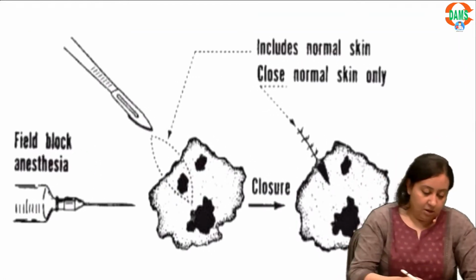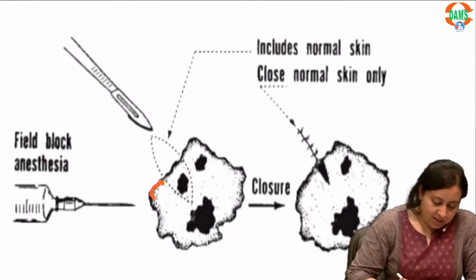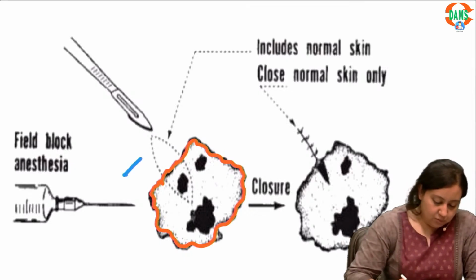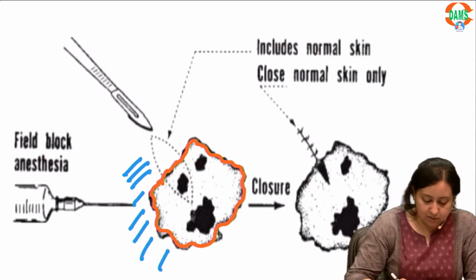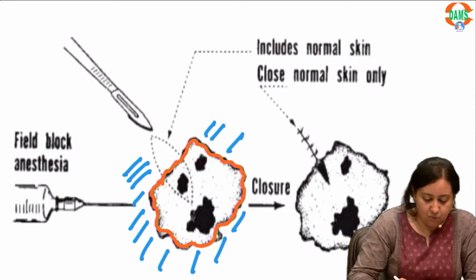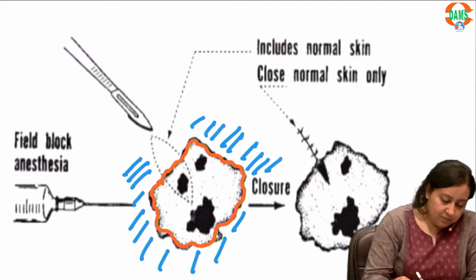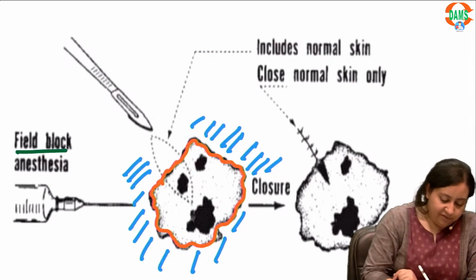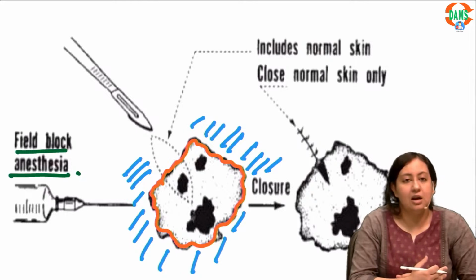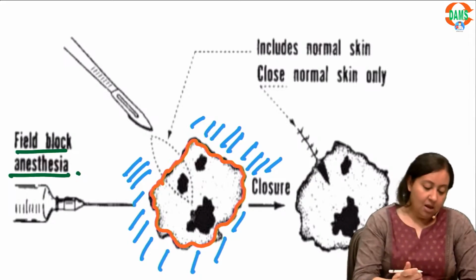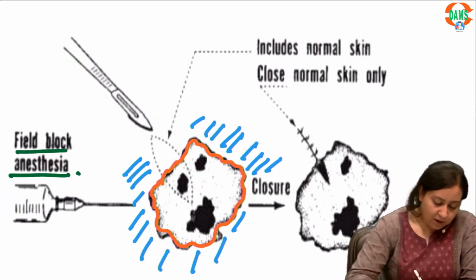Okay. So here this is your lesional tissue, the one that I'm outlining in orange. Okay, and this is your normal tissue. The surrounding tissue, which I'm shading in blue, is your normal tissue. All right. So your first step is to give field or block anesthesia to anesthetize the area, to numb the area, so that the patient does not have any pain perception. Next, what you do is, please follow my pen, you give an elliptical incision.